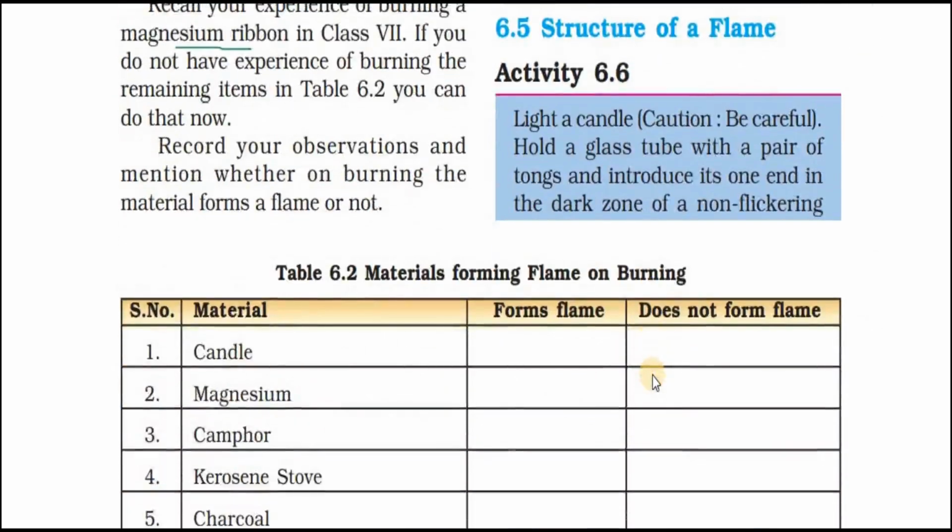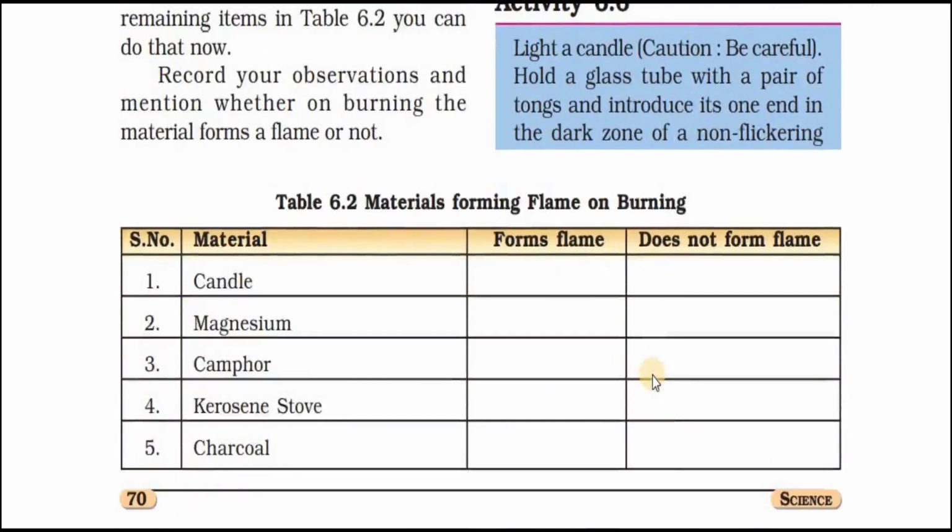Okay, now look at these materials forming flame on burning. A candle on burning will form a flame. Magnesium ribbon on burning will not form a flame. We just had white light, so flame is not formed. Camphor on burning will not form a flame. Kerosene stove will form a flame, and charcoal on burning will not have a proper flame.